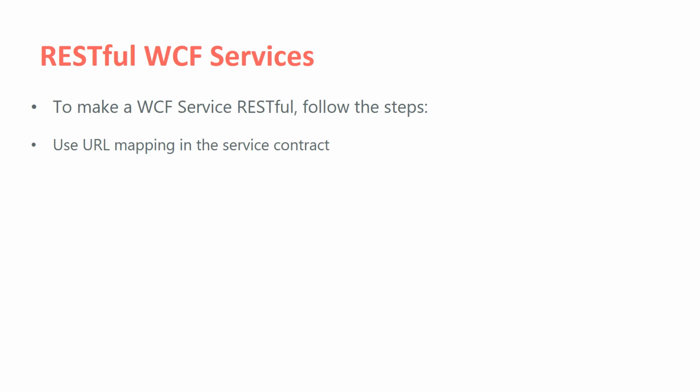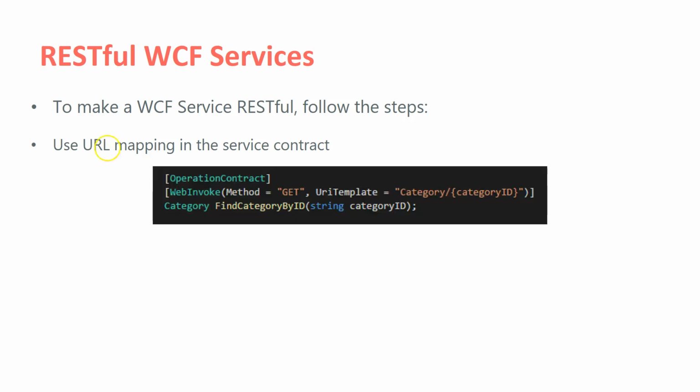So we need to use URL mapping in the service contract. Where we're setting OperationContract and what will be, for example, our method, we need to actually map our URL. So here I have the attribute WebInvoke. WebInvoke receives several parameters, Method and UriTemplate. Method, in our case, let's say we want to be GET, because we're looking for a category by ID, passing the category ID, and receiving the object.